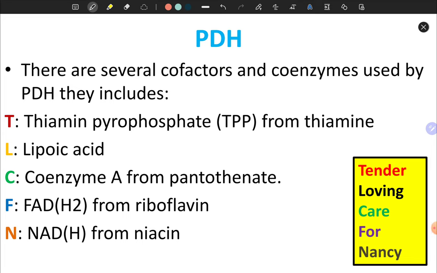The first one is thiamine pyrophosphate, which comes from thiamine. It requires lipoic acid, which you generate in your body. Coenzyme A comes from pantothenate. It requires FAD, or FADH2, from riboflavin, and NADH from niacin.